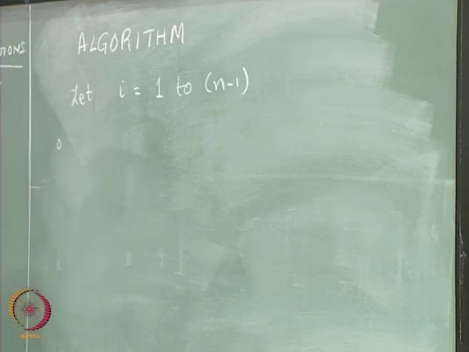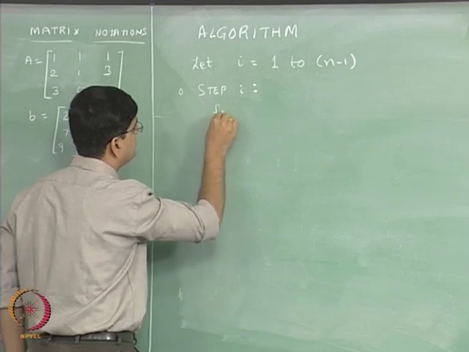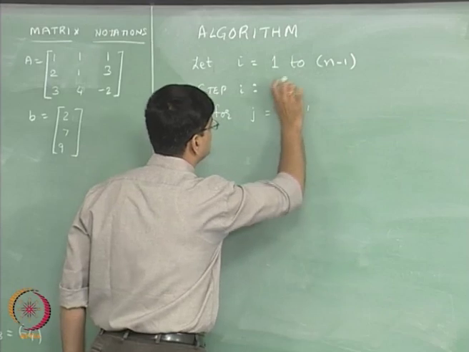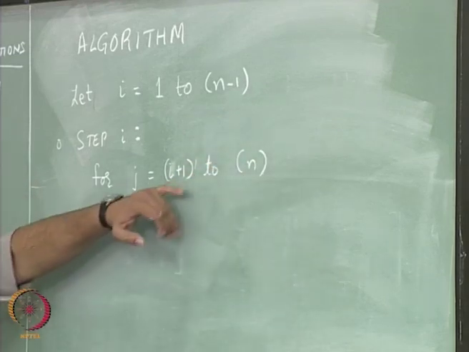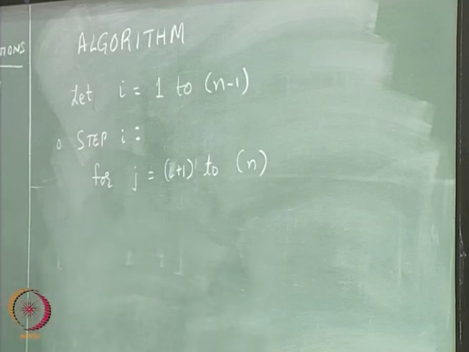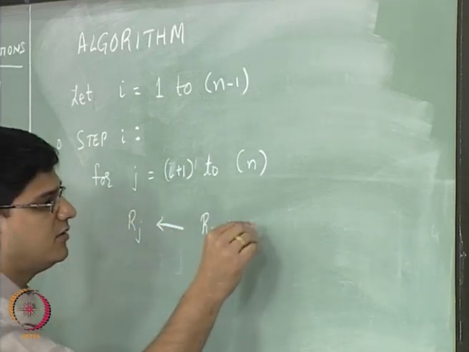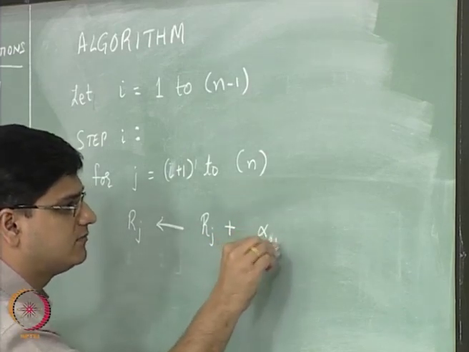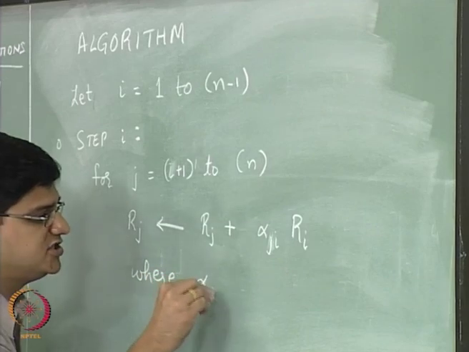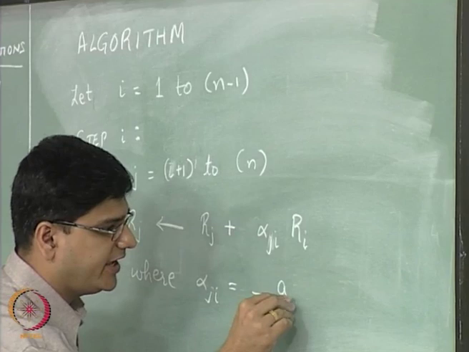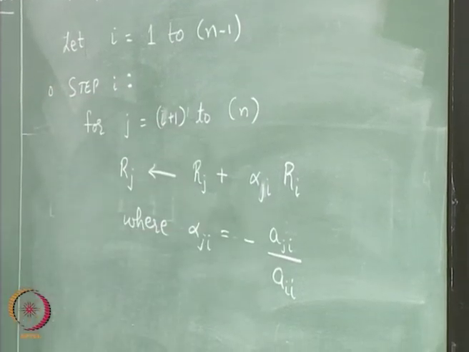So, which means step i is going to involve, for j going from i plus 1 to n, that means row i plus 1, row i plus 2, row i plus 3 and so on, we need to replace Rj with Rj plus alpha_{j,i} Ri, where alpha_{j,i} is going to be equal to negative a_{j,i} divided by a_{i,i}. Okay. So, that is what we have in the ith step.